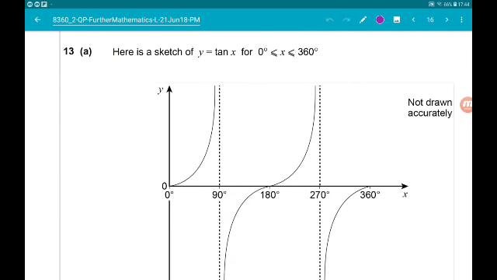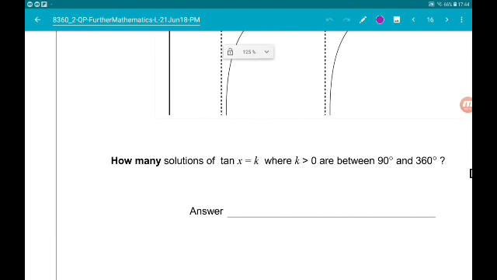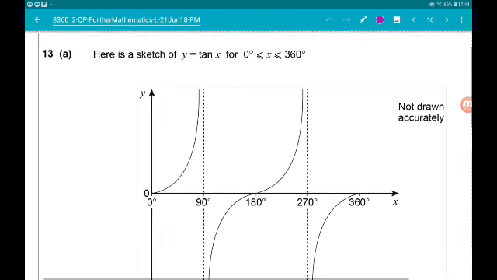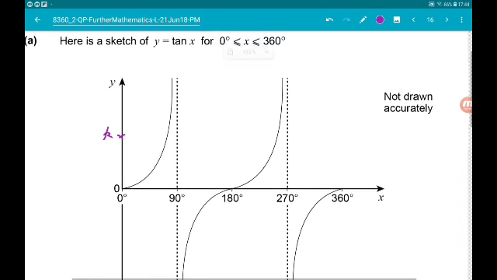Okay, question 13. We have a sketch of y equals tan of x for x between 0 and 360 degrees. True story. We were asked, part A, how many solutions of tan of x equals k, where k is greater than 0, are there between 90 degrees and 360 degrees. So, let's say then k is just some point here. We draw a straight line across.